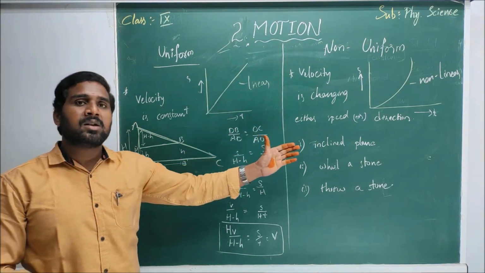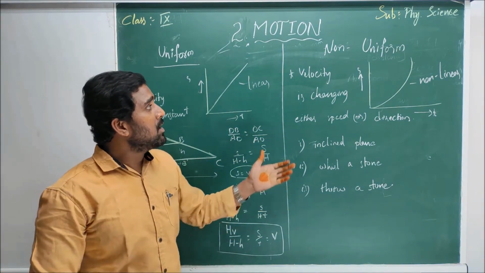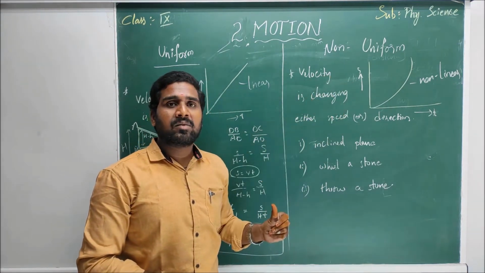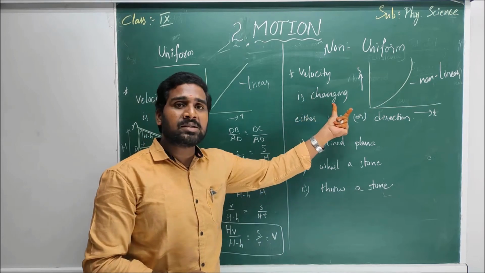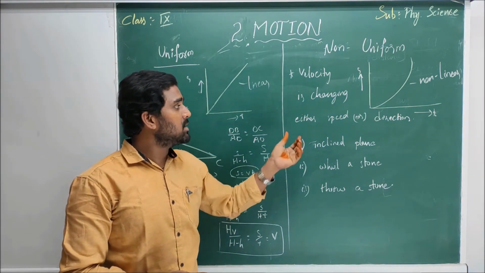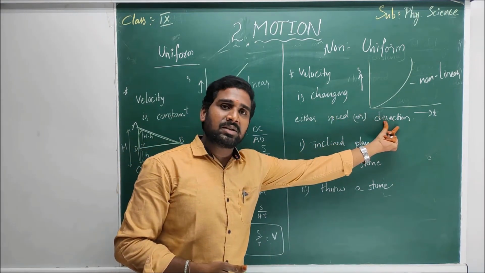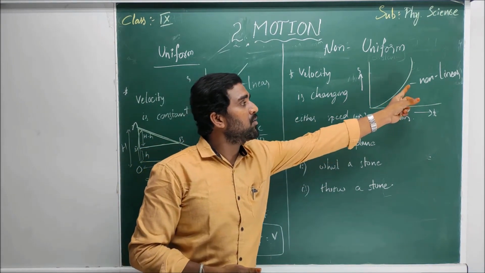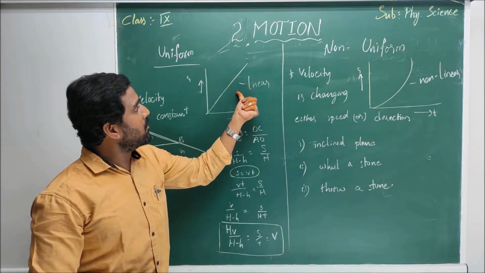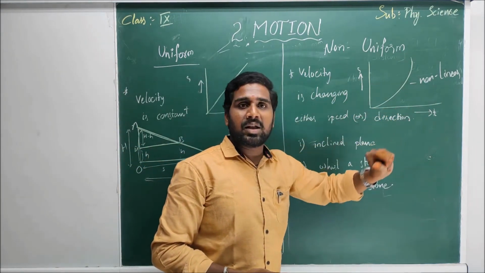And the other one is non-uniform motion. Non-uniform motion is where the velocity of the object is changing. Velocity is a vector quantity. It has speed as the magnitude as well as direction. And what type of graph may we get? Non-linear. The graph of uniform motion is linear. The graph of non-uniform motion is non-linear.